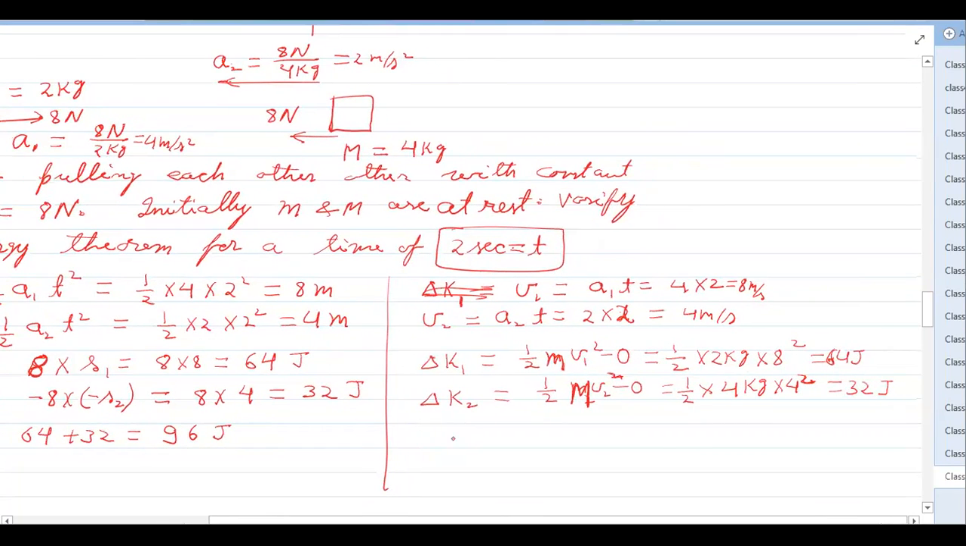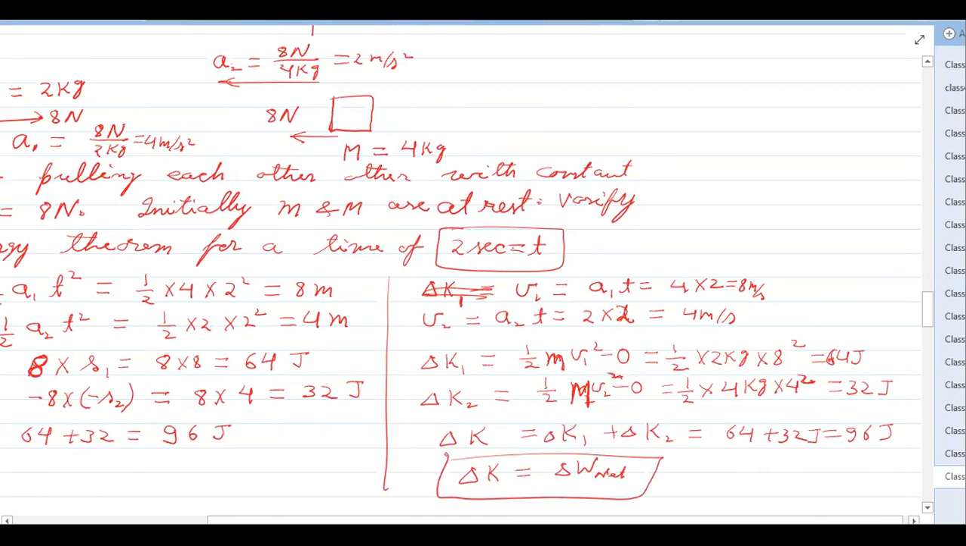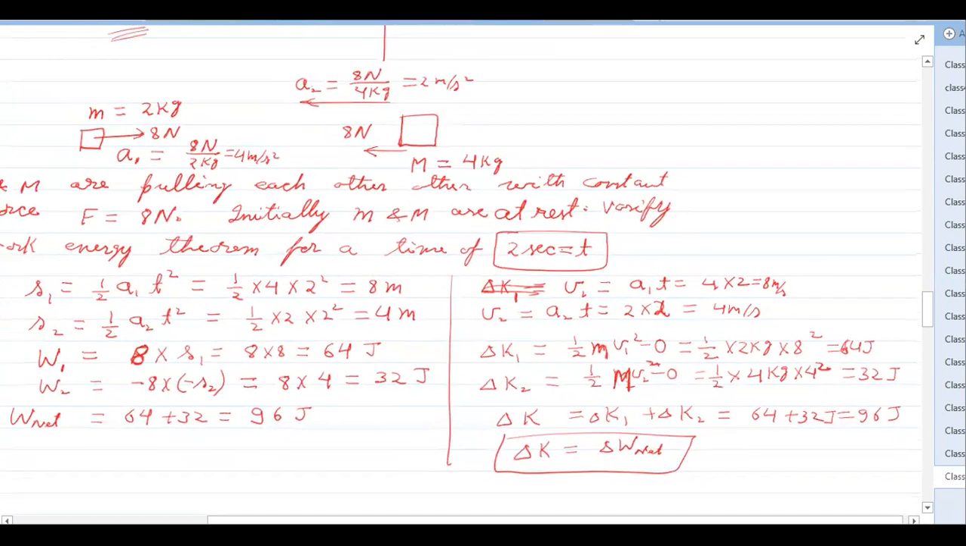Okay. So you can see that the total change of kinetic energy, delta K1 plus delta K2, equals 64 plus 32, that is 96 joule. So you can see that the total change of kinetic energy equals the total work done. So that is also applicable for a system of particles. Here we saw that this is not just one object.